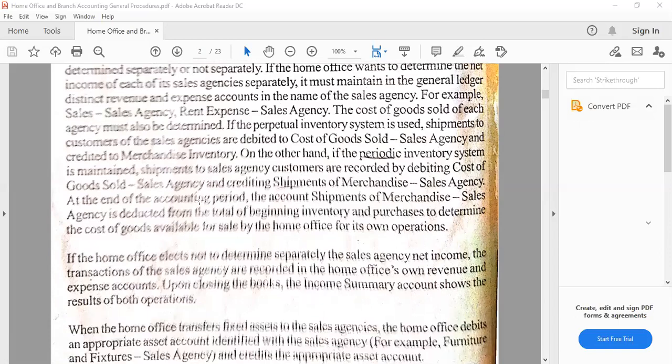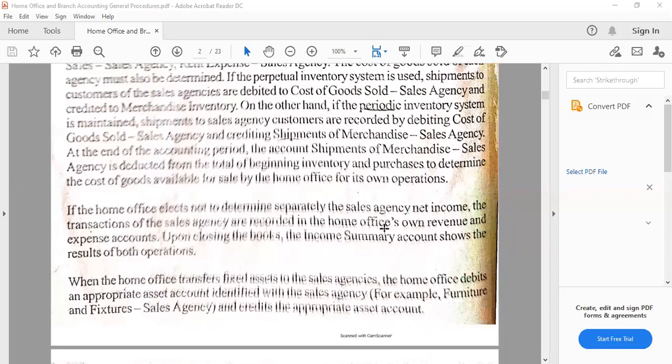Then, in terms of accounting presentation, the shipments of merchandise to the sales agency is deducted from the total of beginning inventory and purchases. This is like the cost of goods available for sale less the shipments of merchandise to the sales agency. This is just an extension of the formula we have known from our basic accounting years: to compute cost of goods available for sale, that is the sum of beginning inventory and net purchases. To extend that, we just have to deduct the shipments of merchandise to the sales agency, because if we shipped a portion of our goods, that is going to be a deduction from our goods available for sale for our own operations. This also means that the shipments are made by the home office to the sales agency.